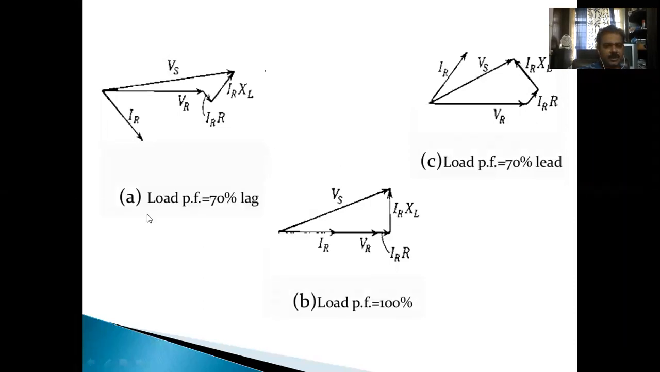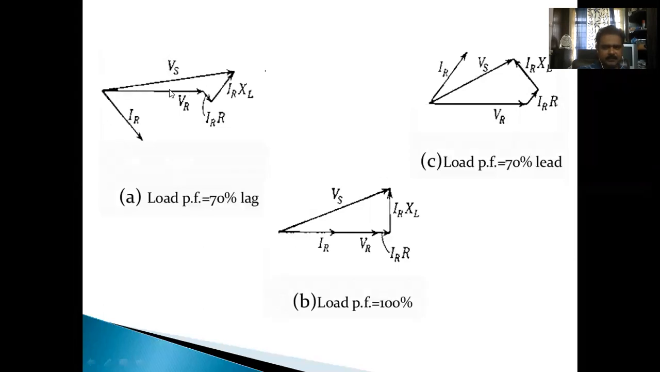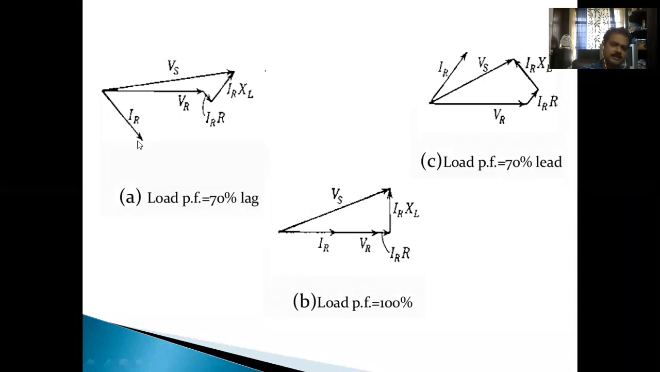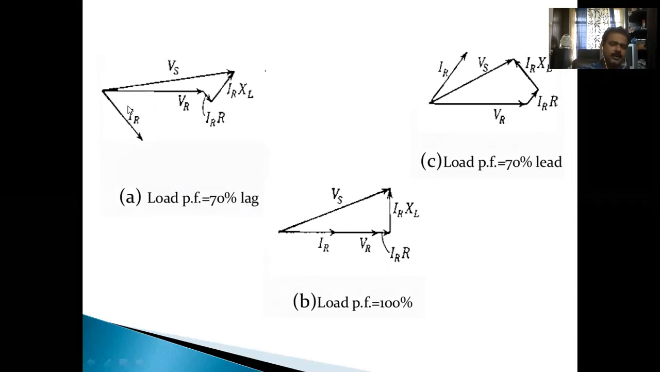In the same diagram here, voltage is taken as the reference. The voltage across the load is taken as the reference. In the previous case, current was taken as the reference. Both vector diagrams are the same. Here what I have assumed is 0.7 power factor lagging load. The current always lags behind the voltage in case of lagging loads. So both figures are the same.